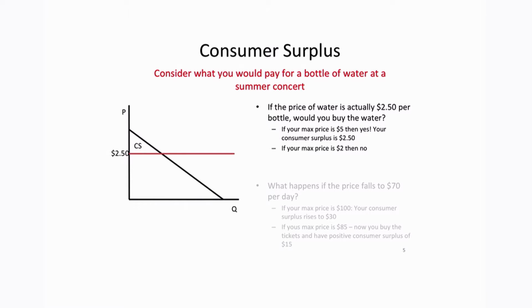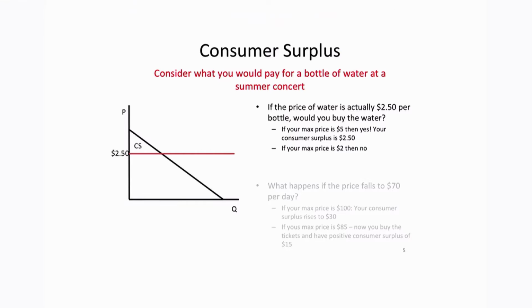If the price of water is actually $2.50 per bottle, would you buy the water? Well, if your maximum price is $5, then yes, you would pay. And you would benefit, and your consumer surplus would be $2.50, the difference between the actual price and your maximum price.